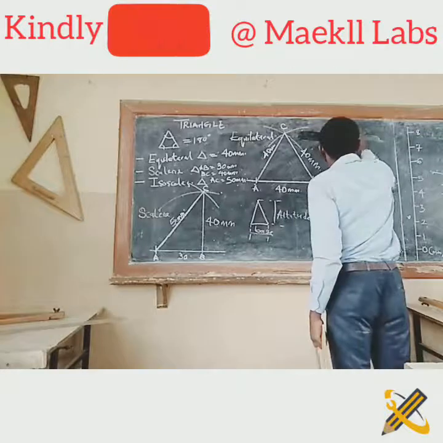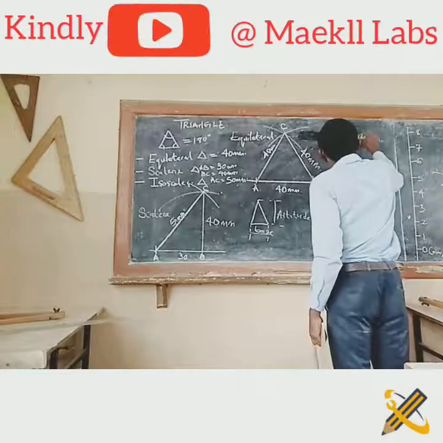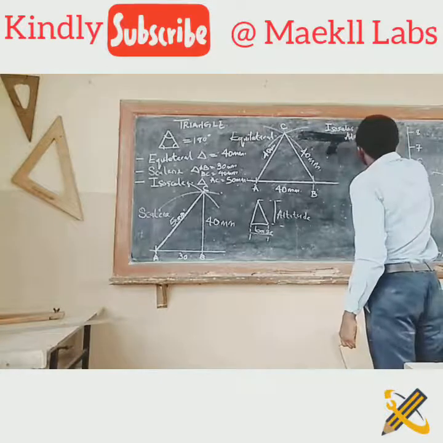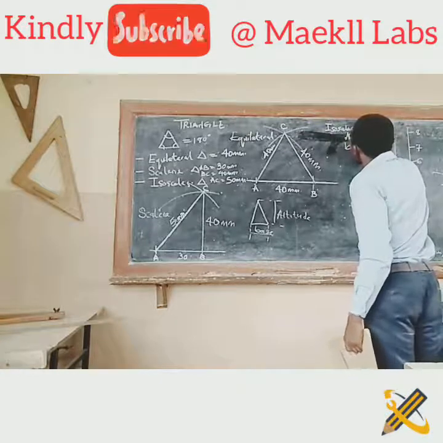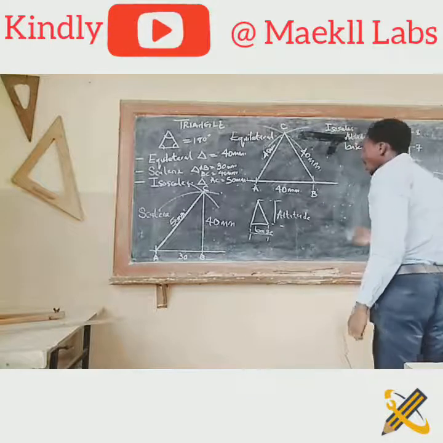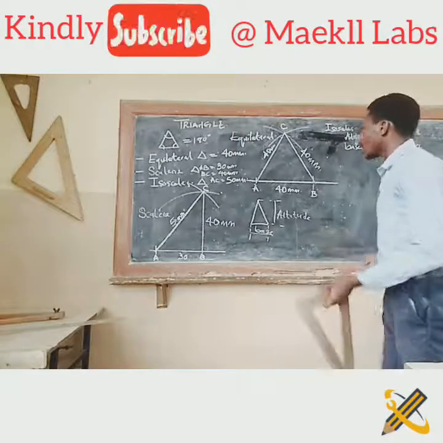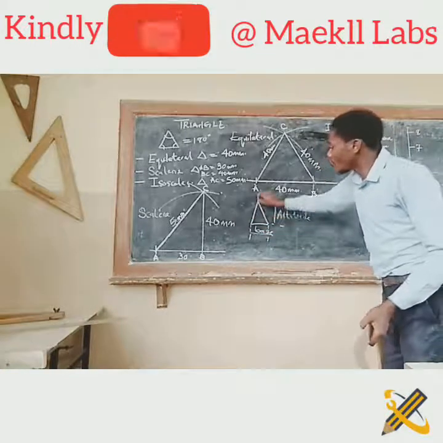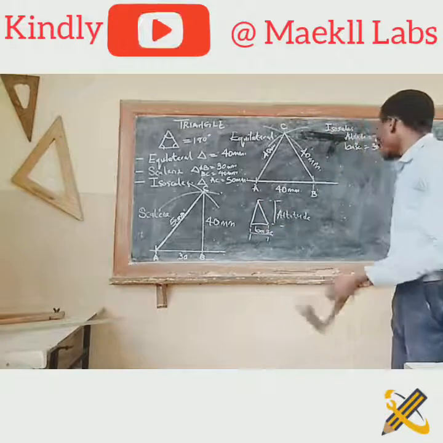So for this isosceles triangle, we are told that our altitude should be 40 mm, while the base is 30 mm. So when our altitude is 40 mm, that means the dimension from here to here is 40, here to here is 40, while here to here is 30. So how do we do that?